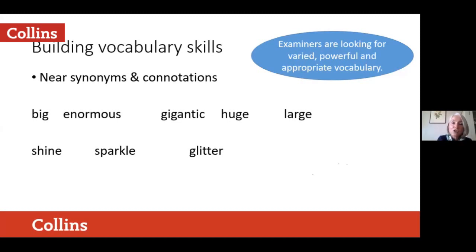So we need to help our students develop these kinds of skills. We may well give them a list of words that all mean big, or that all mean small, or that all mean shine, but we need to help them understand that they have different connotations, because this is the level that we need to be reading at for our inference in our IGCSE exams. So remember Sasha groaned? The author deliberately chose groan for that connotation.